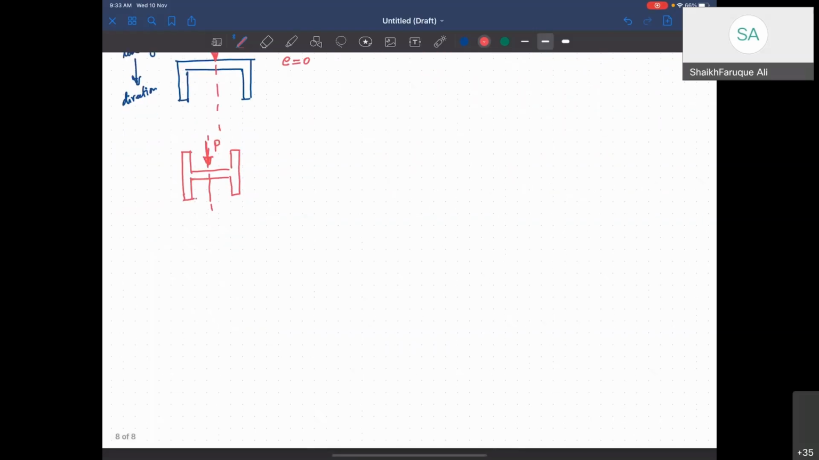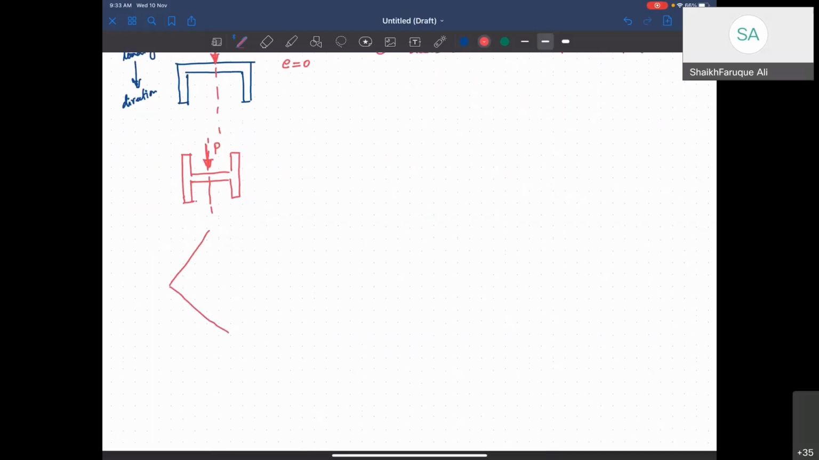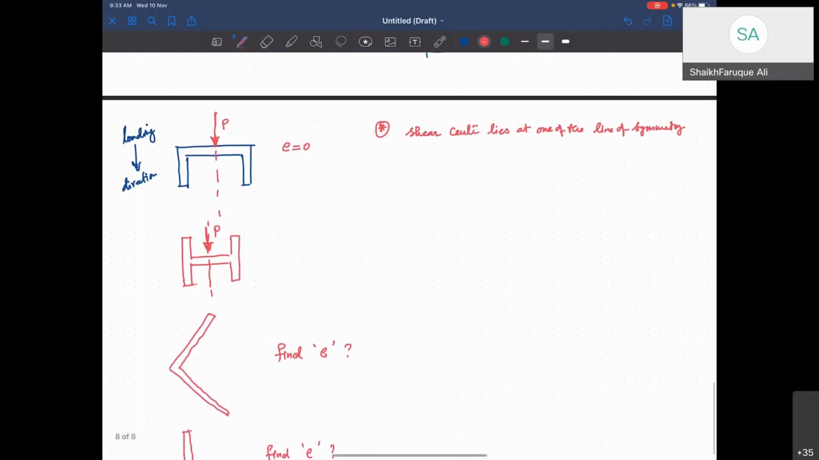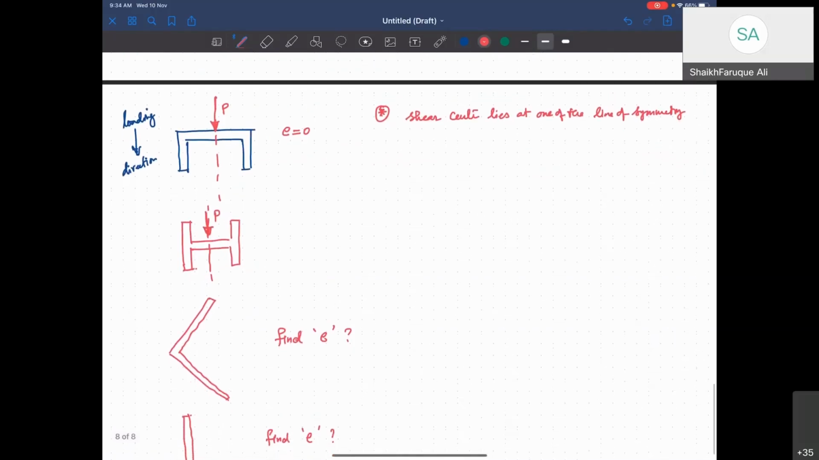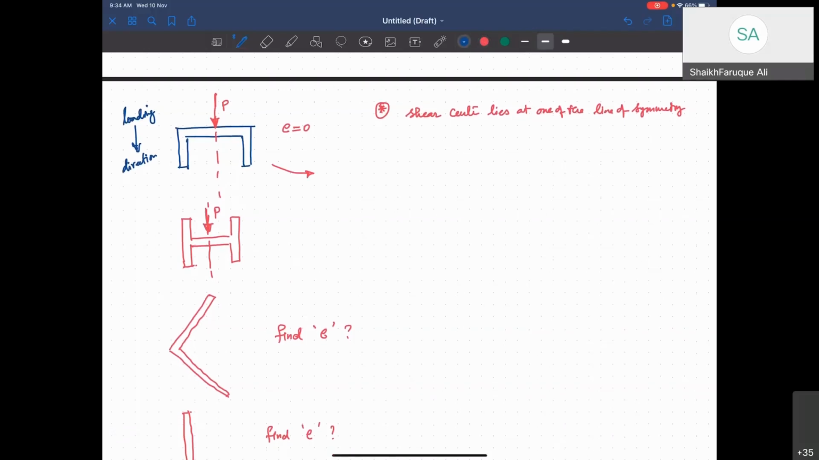Please find, for a section like this, which is given in the book, a channel section rotated, okay, or an L section, right? Find e for this kind of section. How is it going to be in this case? The shear flow is going to look like this.